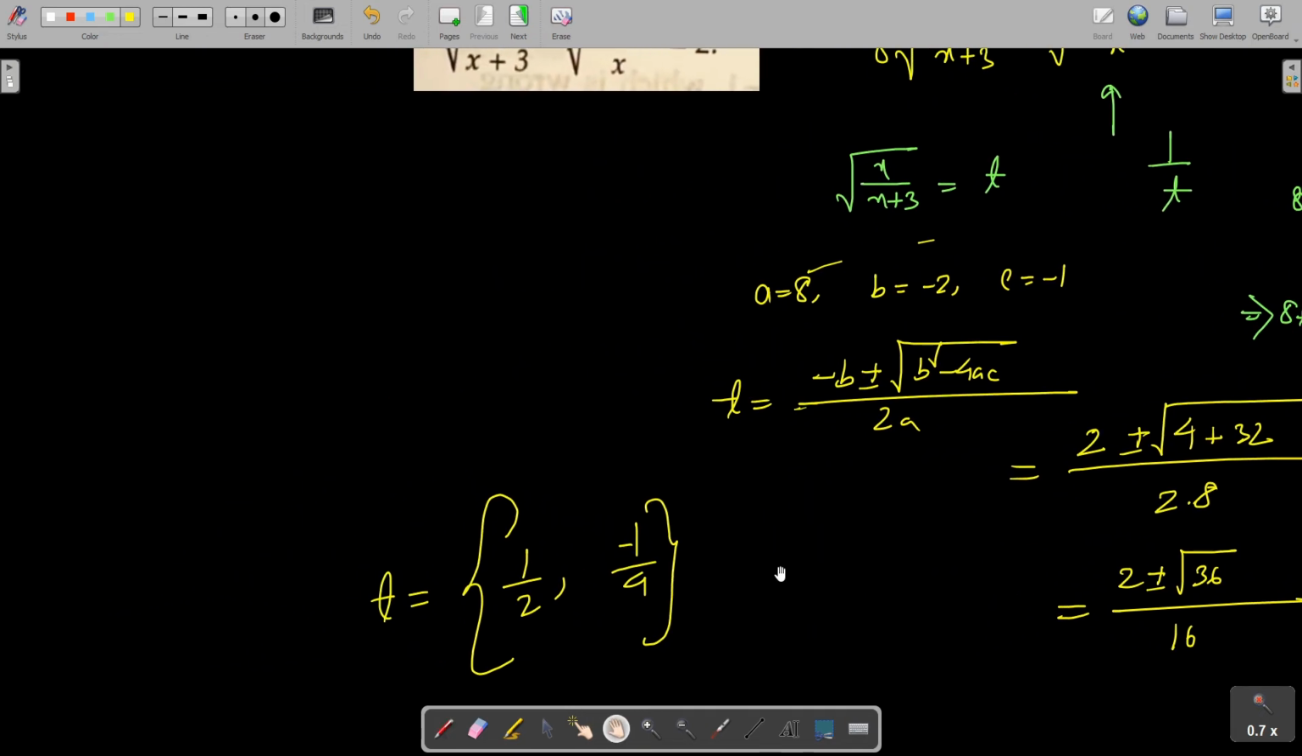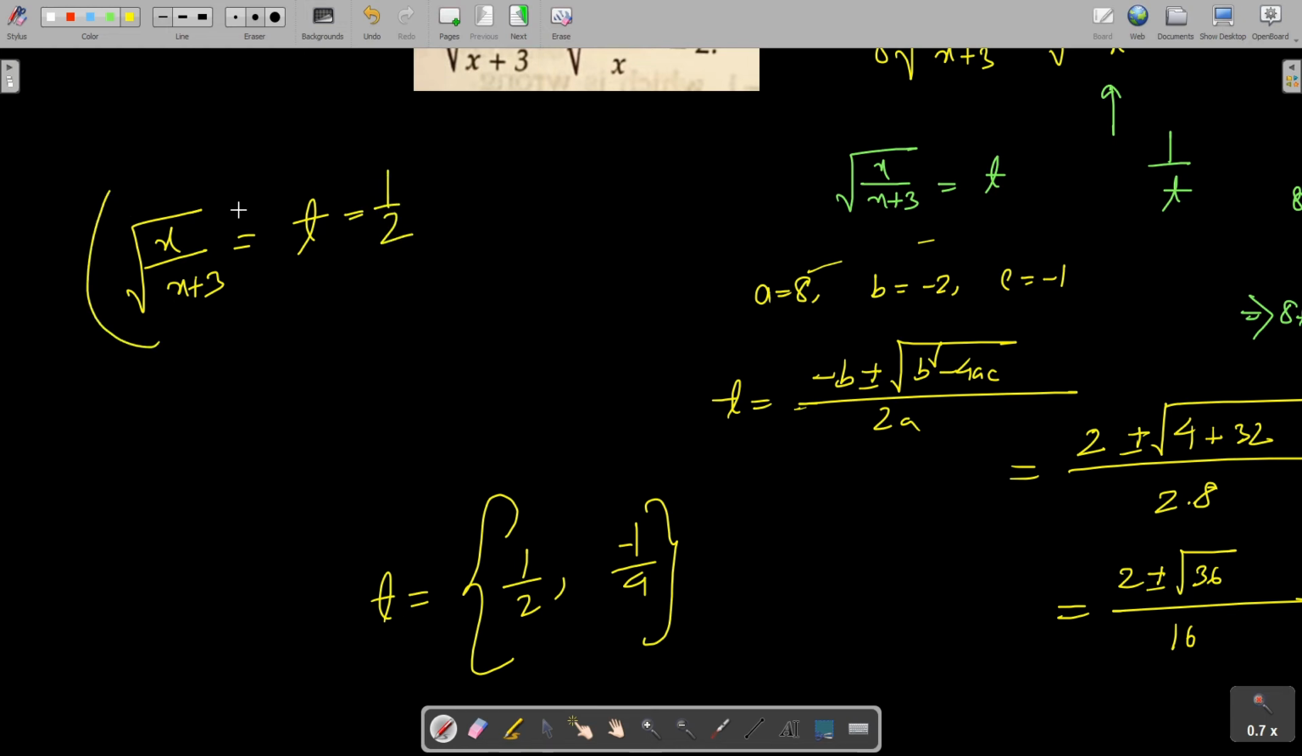Okay, now see, t is what? We got root x divided by x plus 3 equals to t. Now we can only take the positive value. Why not the negative value? If you find the square root of any positive number, the answer should always be positive. If it's a negative number, we will get an imaginary number. So we'll only consider the value half over here.